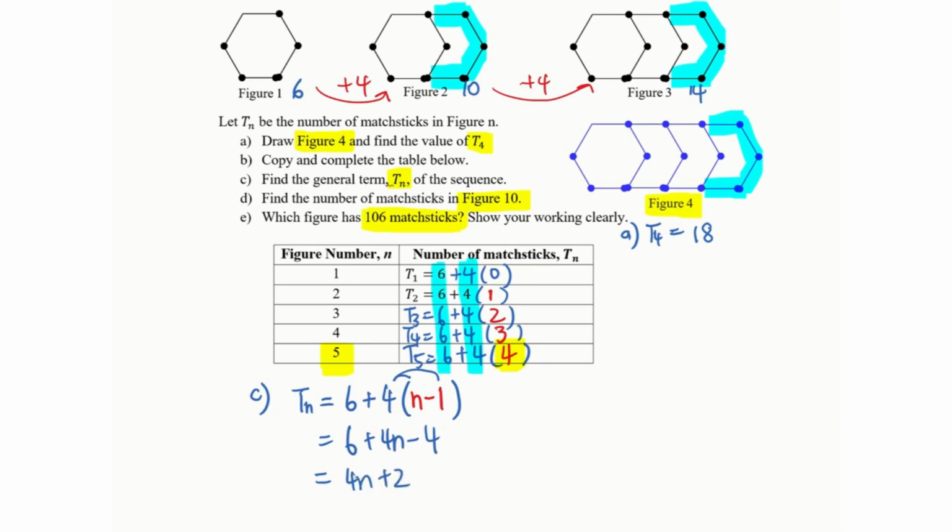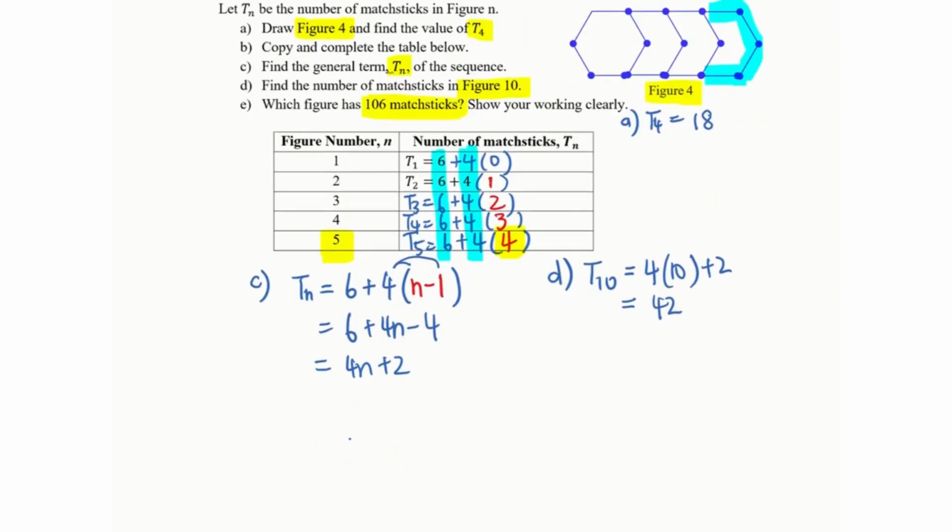For part D, find the number of matchsticks in figure 10. You have the formula of 4n plus 2. So for term 10, it will be equals to 4 substitute n by 10, plus 2. That will give you 42. Part E. Which figure has 106 matchsticks? Show your working clearly.